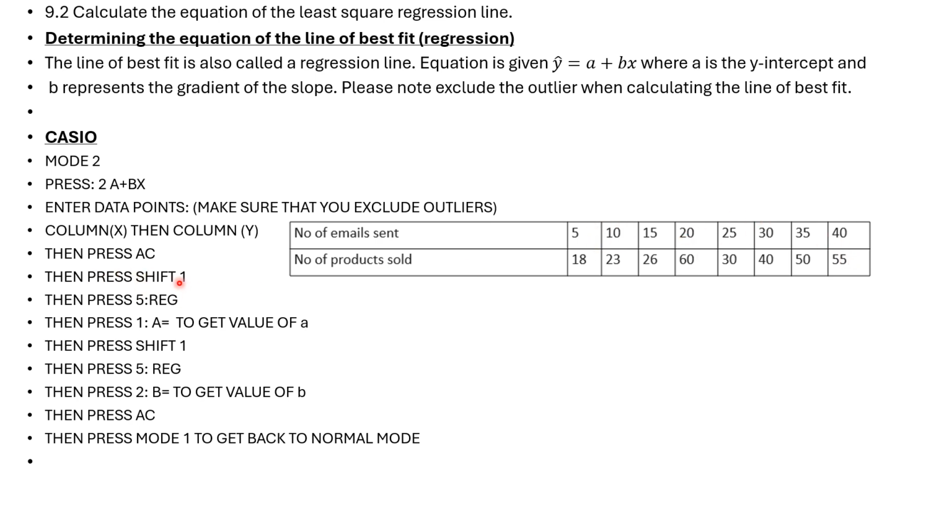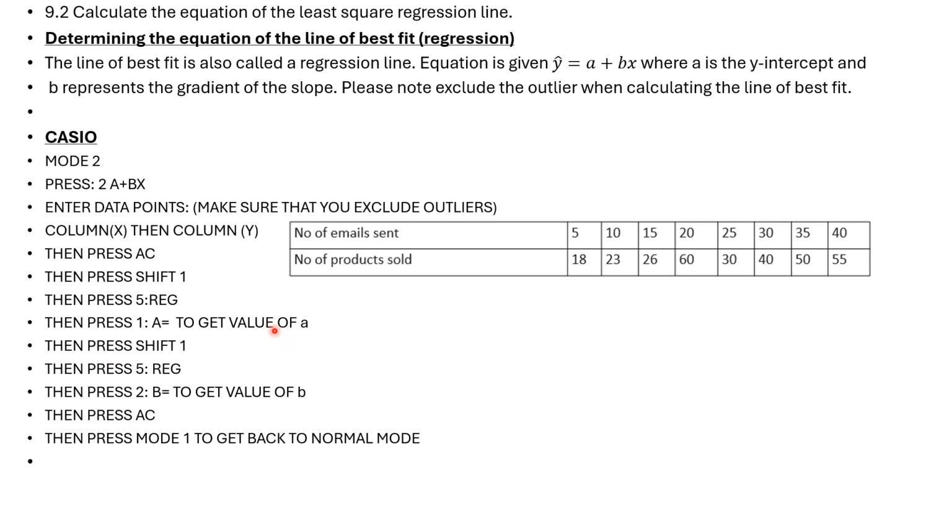Then I'm going to use the shift button there on the top for second function. So shift, press 1 at the bottom of your calculator. Then I'm going to choose 5. It's got the regression option there. Once I've selected it, I press 1 and I select A. So that gives me the A value.